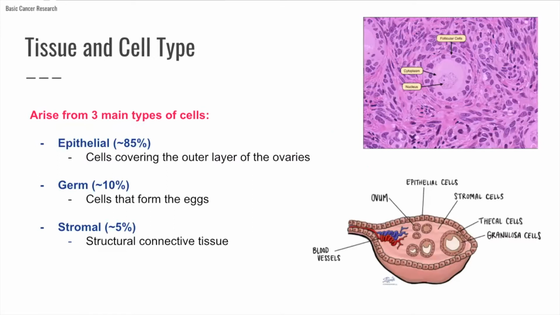Ovarian cancer arises from three main types of cells: epithelial, germ cells, and stroma cells. The epithelial cells cover the outer layers of the ovaries, and mutations in this type of cell make up the majority of the cancer. The germ cells are the cells forming the eggs, and the stroma are the structural connective tissue.